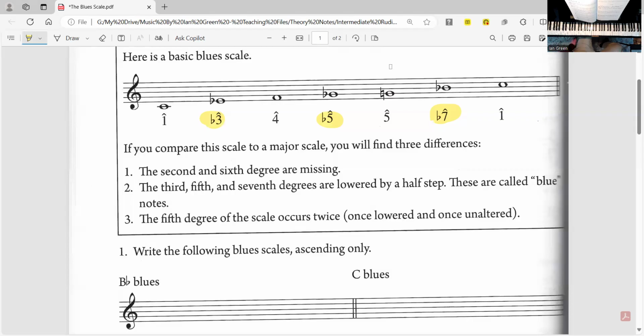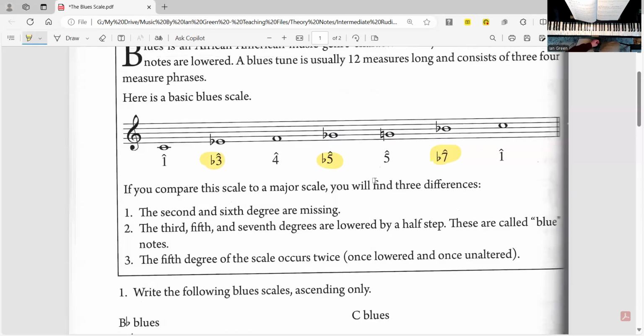So if we were to compare the C major scale to the blues scale starting on C, D is missing, and A is missing, but 3 is flattened, the scale degree 3, the mediant is flattened. As well, the dominant note is written twice, once as a lowered dominant note and once as a dominant note. And then also, the seventh note is the subtonic, or the lowered leading tone.